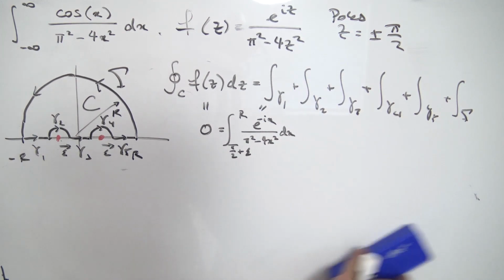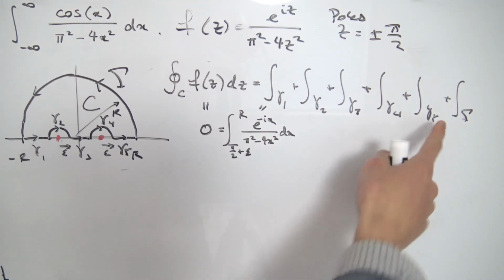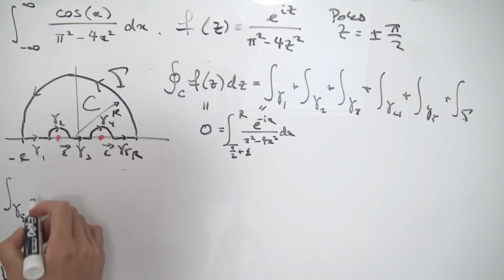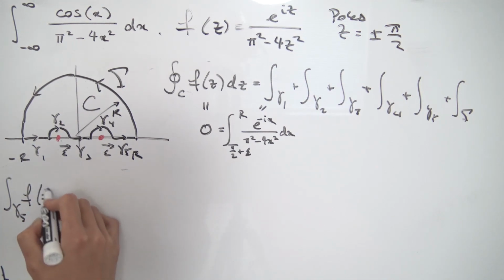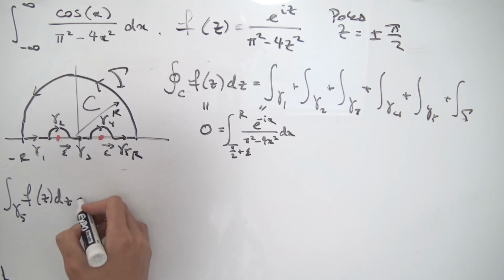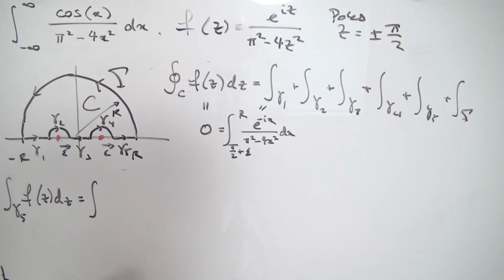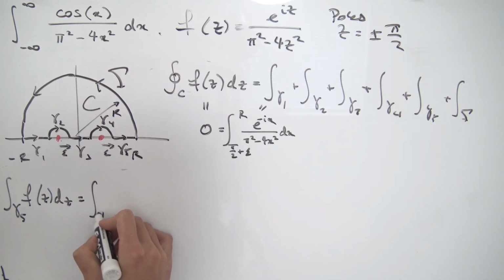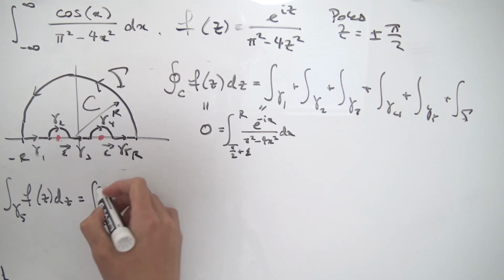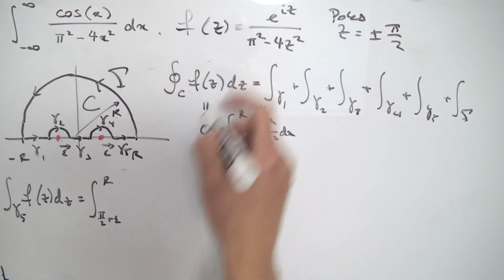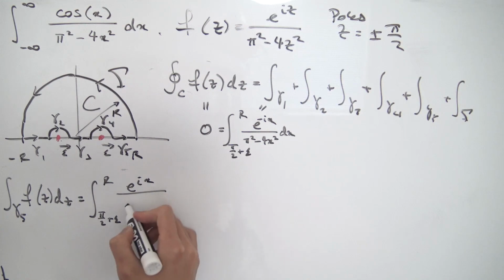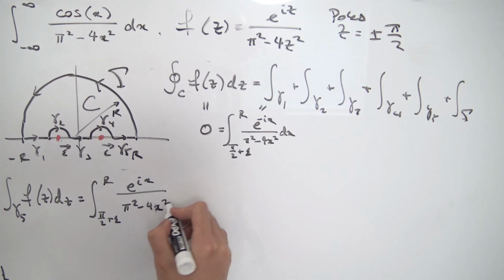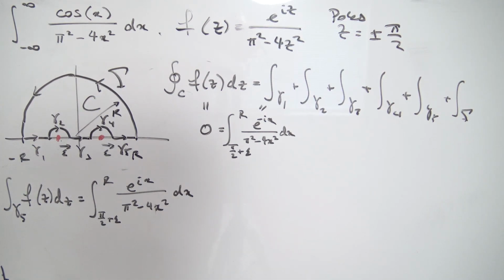Okay, and now I'm going to make a bit of a jump, and we're going to take a visit to the integral over gamma 5. So now we're going to take a look at the integral over gamma 5 of f of z dz. Same deal as before. We're on the real axis, so we can just change that to x's. So this is the integral, well, gamma 5 is from pi on 2 plus epsilon, and we're going all the way up to r, and f of x is exactly e to the ix over pi squared minus 4x squared dx.